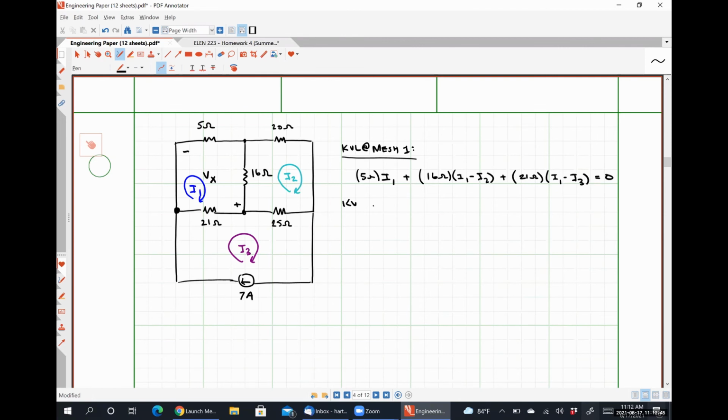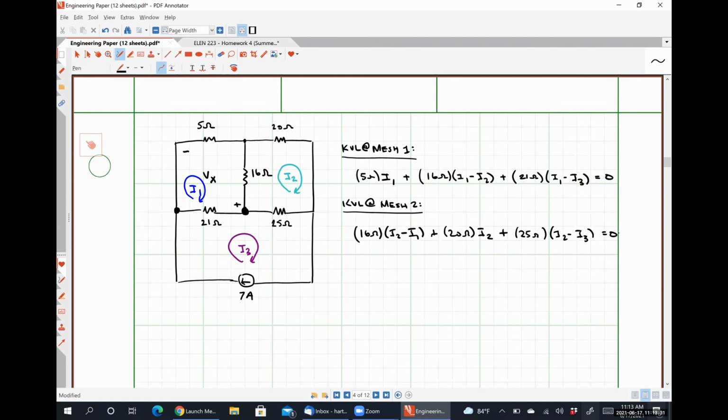Somebody else tell me what's going on with mesh 2. Start here at the bottom left-hand corner and just follow I2 around its clockwise path. 16 ohms, I2 minus I1. All right, what's next? Plus 20 ohms times I2. And what's next? Plus 25 ohms, I2 minus I3. Equals 0.